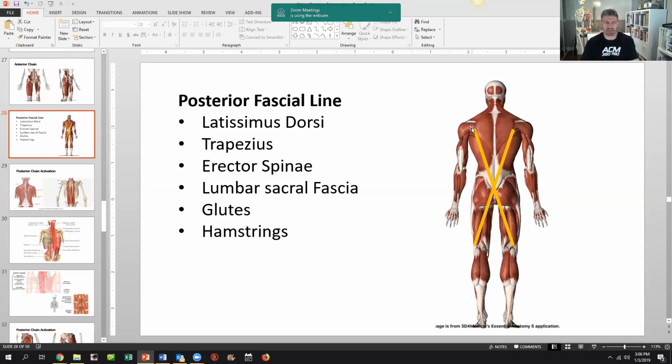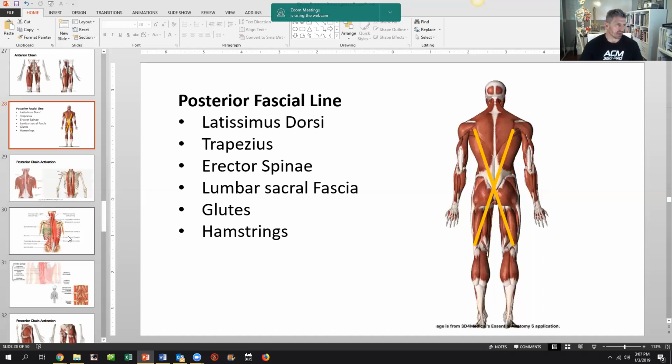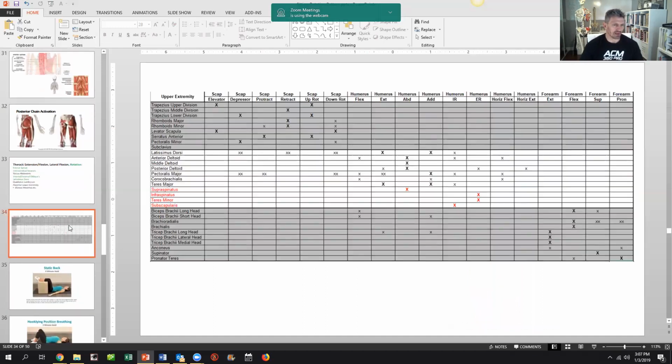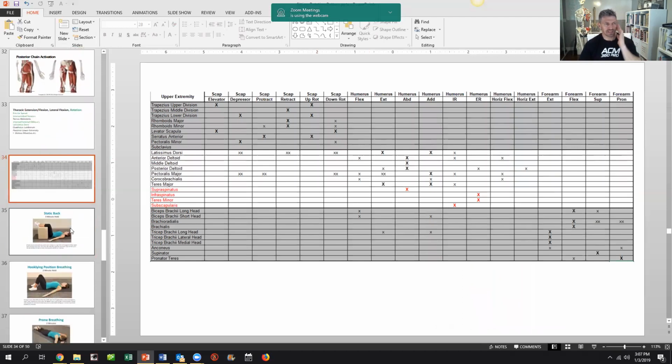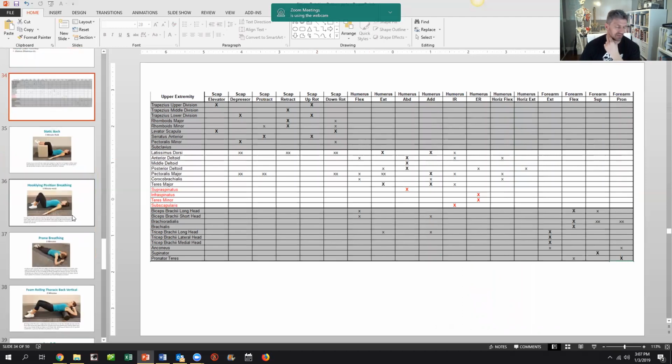Again, the center of gravity distribution, right? Hopefully this is making sense to you. So let's get into the corrective exercises and how I think about this. I give you guys 6 corrective exercises, but I do think of a lot of other things.